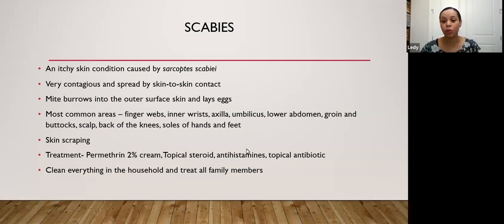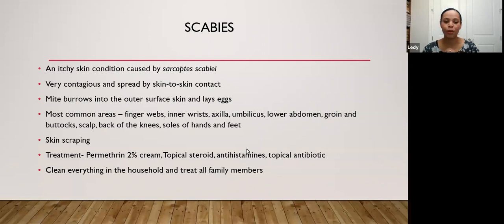But in older adults, you're going to see it more clinically, like on the arm, on the finger webs, between the toes, on the wrists, on the umbilicus areas, but just keep that in mind. And sometimes you even see it on the scalp. Again, you could do a little skin scraping, and you could also see it under the microscope. But the treatment here is going to be permethrin 2%.